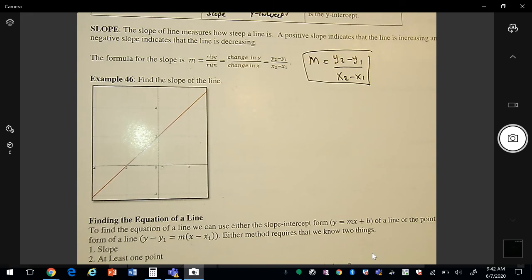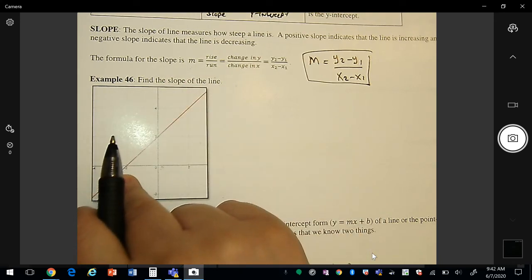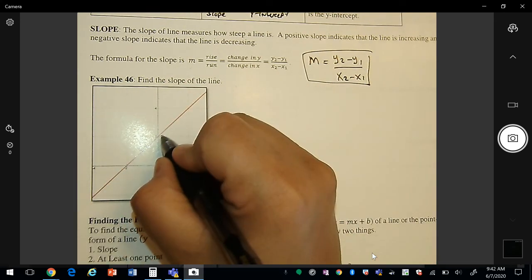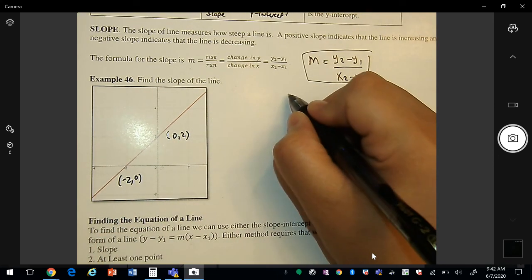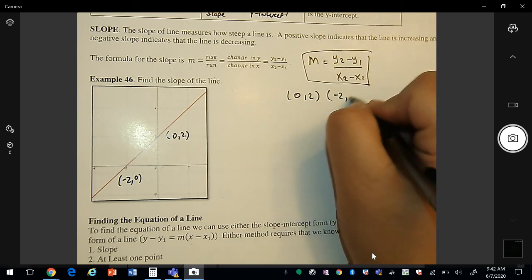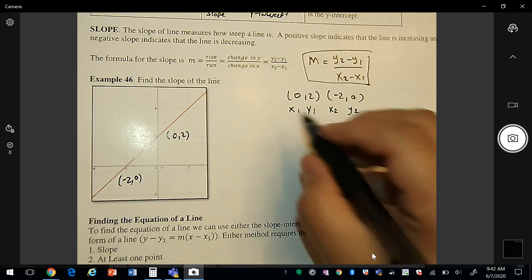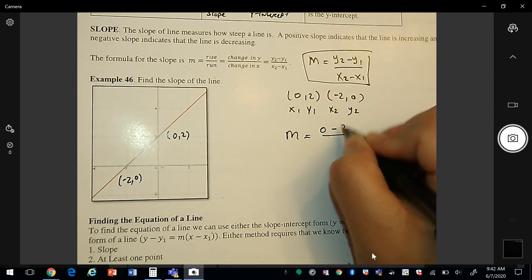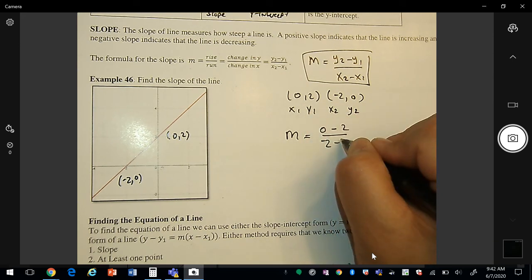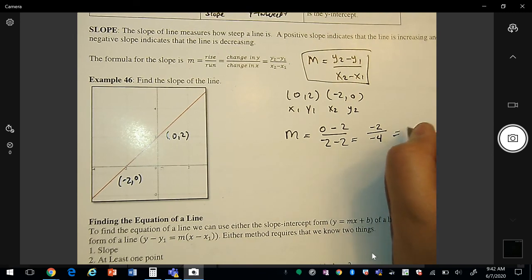Find the slope of the line. So I'm going to show you two ways, one using the formula and then one using the rise over run using the graph. In order to use the formula, we need 2 points. So this point here is (0, 2), and this one is (-2, 0). We can label these as x1, y1, x2, y2, and then we can substitute into the formula. y2 is 0, minus y1 is 2, x2 is negative 2, minus x1 is 0. So we get negative 2 divided by negative 2, which is positive 1.